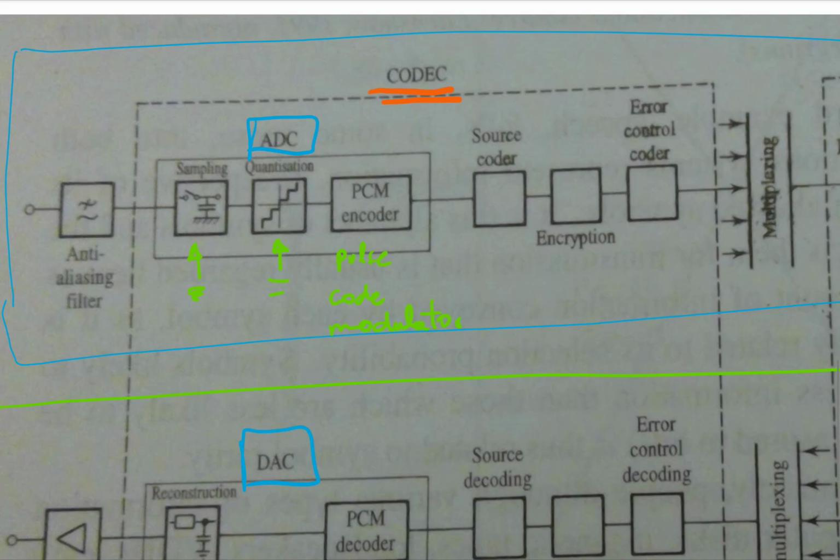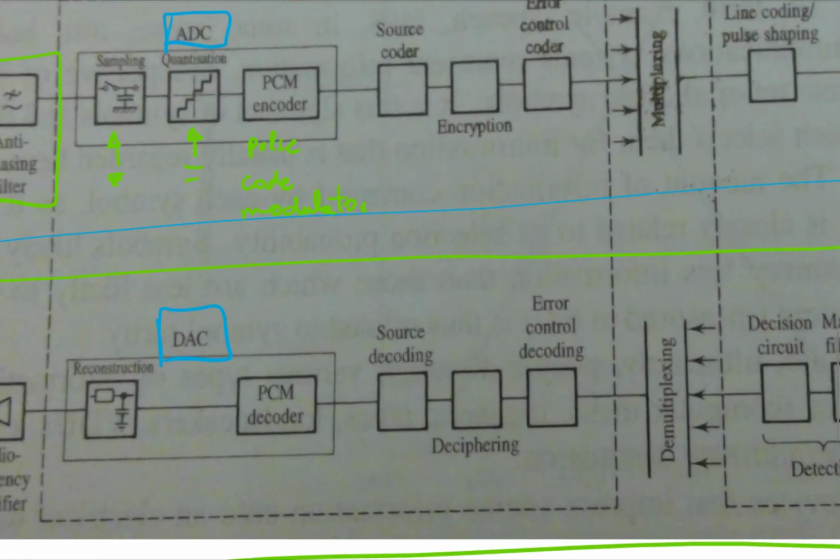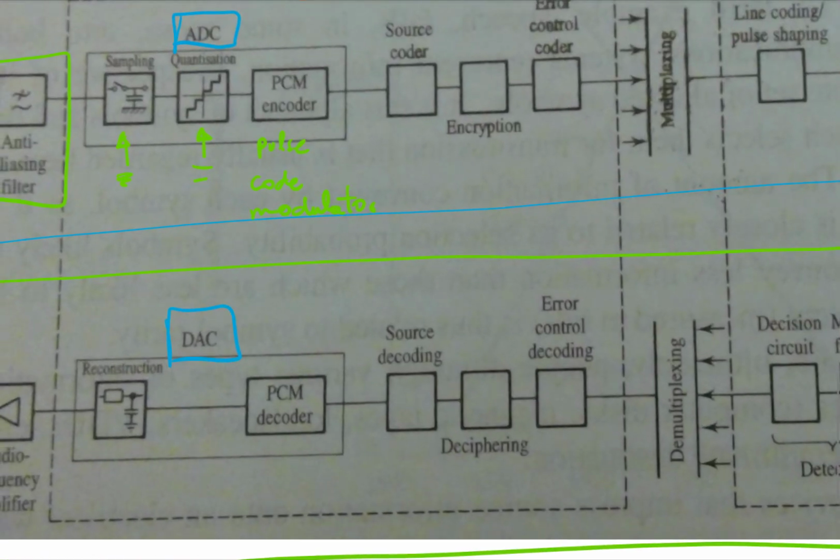The anti-aliasing filter here at the beginning is included prior to the sampling in order to reduce the distortion which can occur as a result of the sampling process. Now, at the receiver, the opposite of the ADC is the DAC, which is the digital to analog converter. Its components are the reconstruction and the PCM decoder. Basically, in the DAC, received binary voltage pulses are converted to quantized voltage levels by the PCM decoder, which are then smoothed by a low-pass filter to reconstruct the original analog signal.